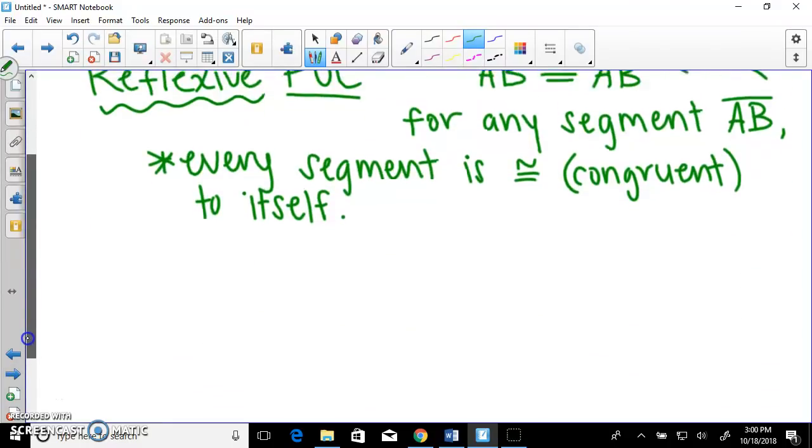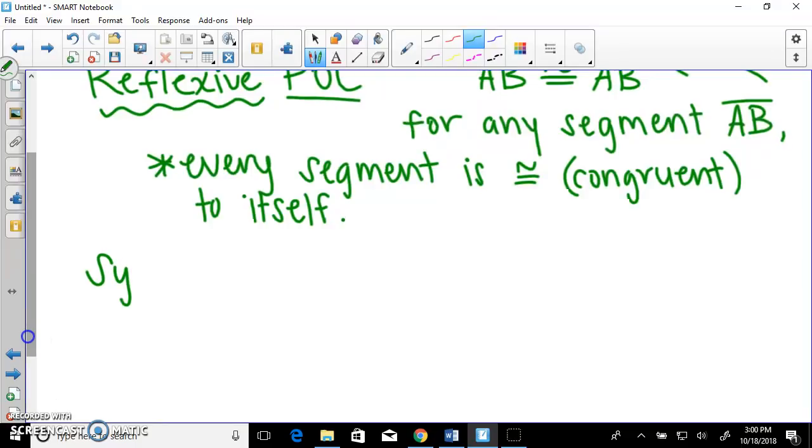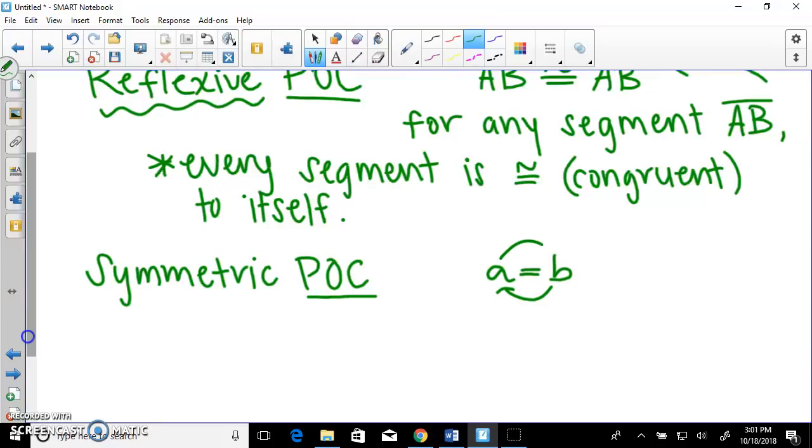Now let's talk about the symmetric property of congruence. Remember our symmetric property of equality, so don't write this because I'm going to erase it in just a second. It says if A equals B, then we can switch those terms around and say that B equals A. All we're doing is creating a line of symmetry at the equal sign and then moving whatever is on the left to the right and whatever is on the right to the left. So we can do this around a congruent symbol.